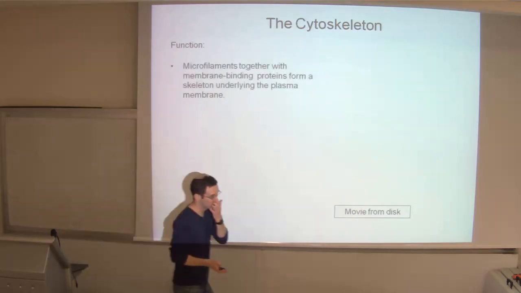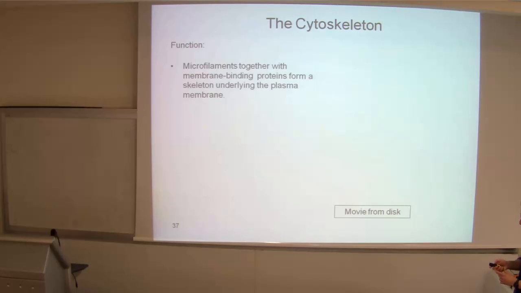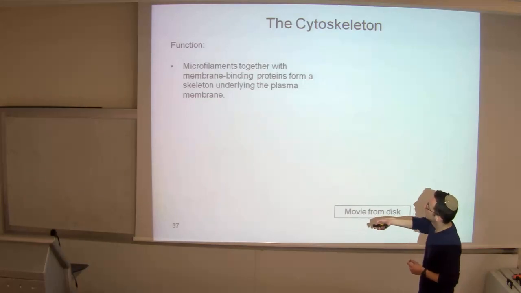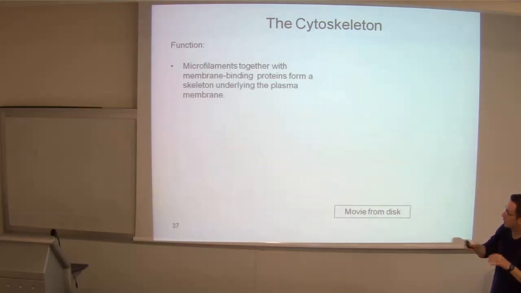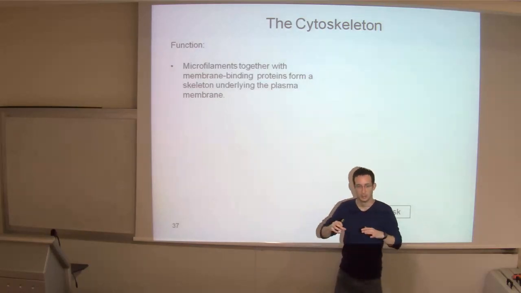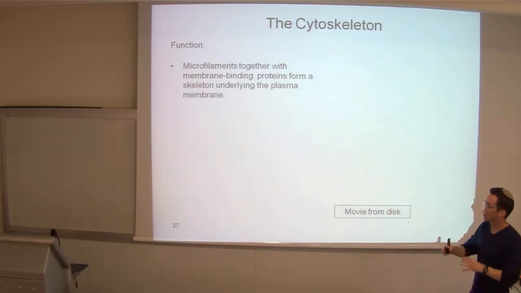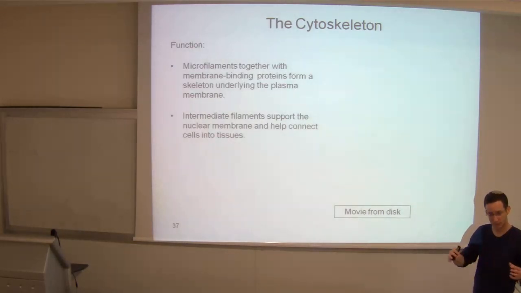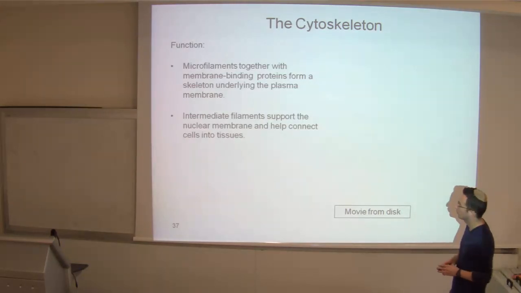And we can mention for each component the principal role that it performs in the cell. So microfilaments, the thinnest ones, together with other membrane-binding proteins, form a skeleton or a mesh underlying the plasma membrane. So they are the principal determinants of the morphology of the cell from the outside. They form the mesh that underlies the plasma membrane. And so cilia and other structures that protrude from the cell surface usually are formed or stabilized by the microfilaments.